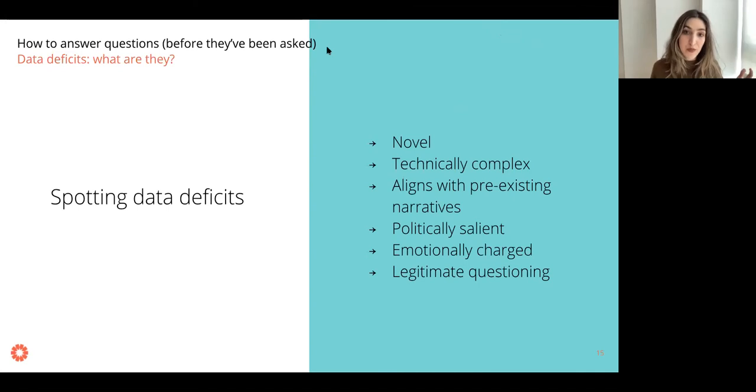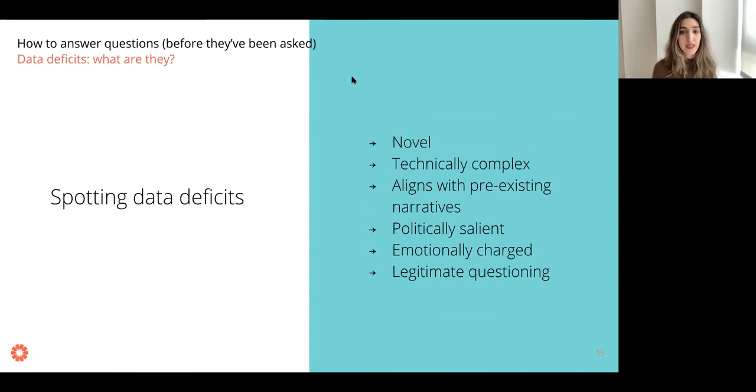Another is issues that align with pre-existing narratives. If you joined us for the beginning of this course, we talked about common vaccine narratives that we see on social media, like concern about the influence of politics, concern about the influence of profit. If there's an issue that fits into these pre-existing narratives, then it's probably more likely that there's going to be that gap of credible information. And then other things as well.